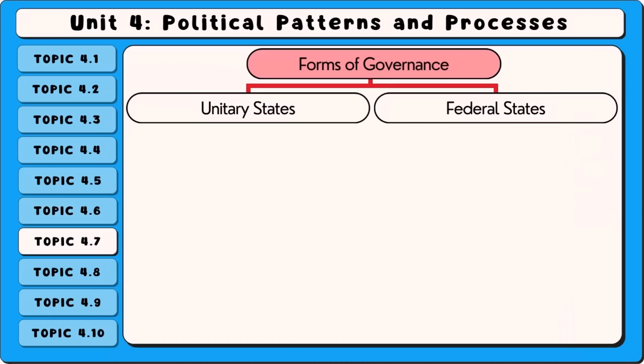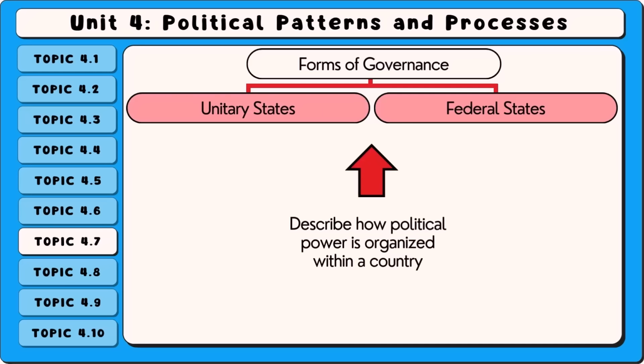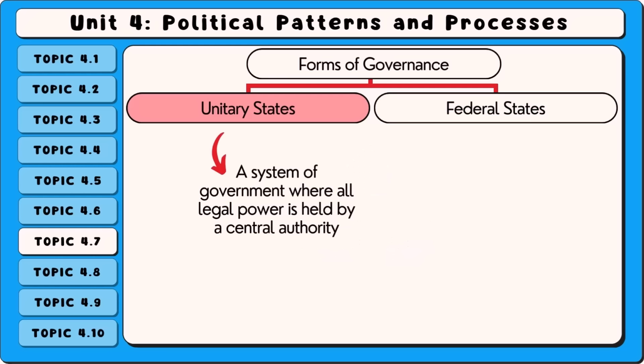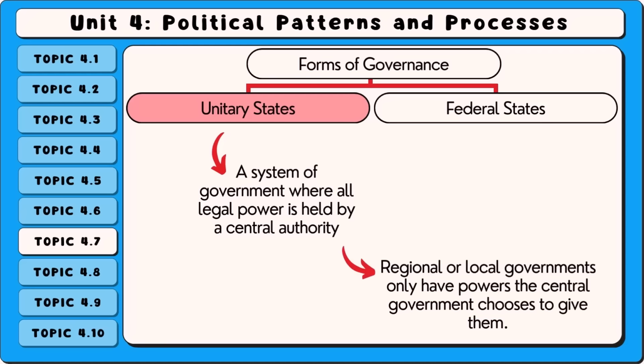In this lesson, we will examine the two major forms of governance used by states around the world. These are called unitary states and federal states, and they describe how political power is organized within a country. A unitary state is a system of government where all legal power is held by a central authority. Regional or local governments may exist, but they only have powers the central government chooses to give them.